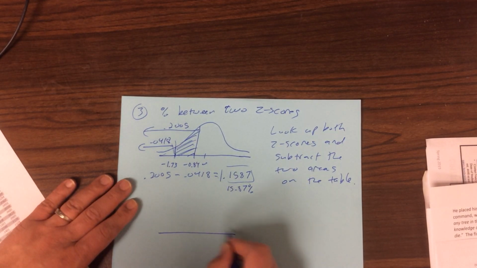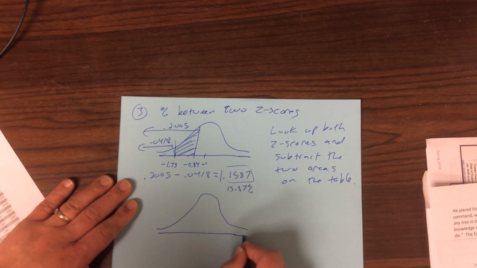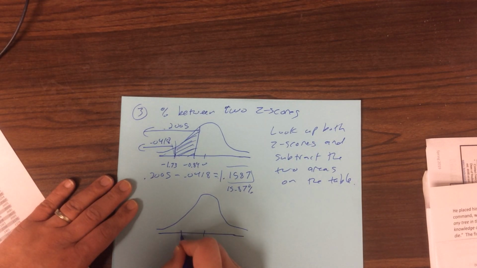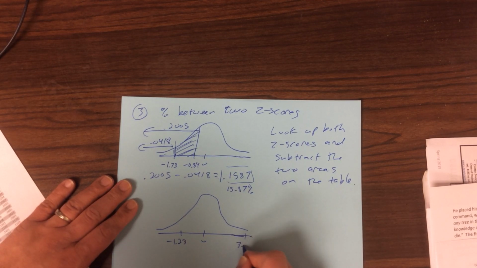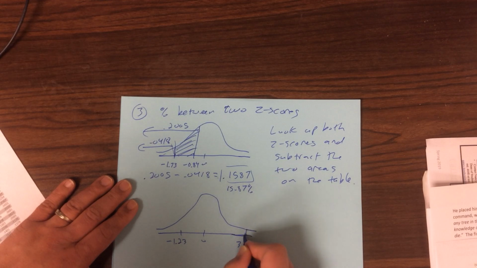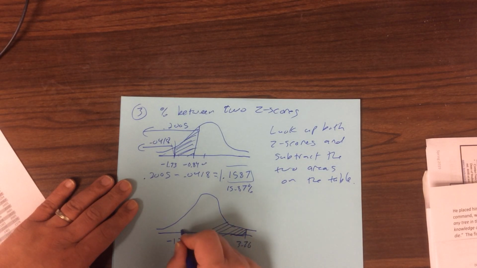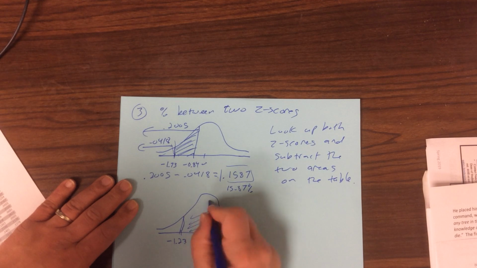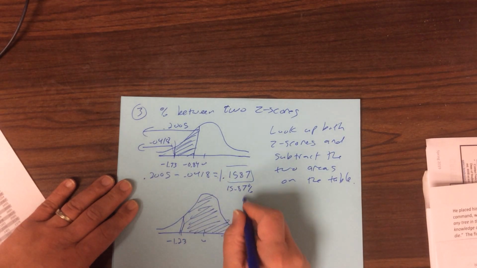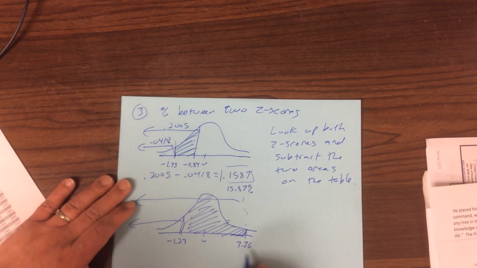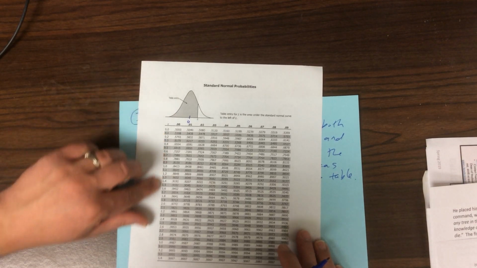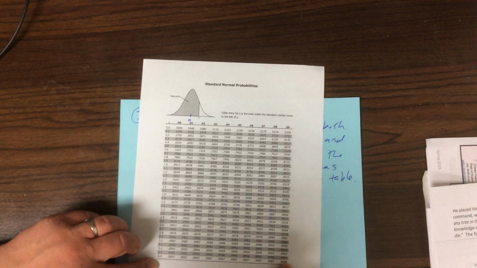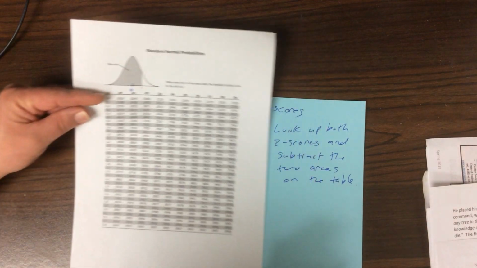Now let me show you one other thing that you need to be aware of. Let's say you're given a problem here. Let's say we have negative 1.23, and let's say this up here is like 3.76, so it's way up there, right? And you want to get the area between these two. So it's going to be the difference between these two. But if you try to look that up on the table, you're going to find that it's not on the table. Okay, so the table goes up to 3.49. So that's as high as the table goes.